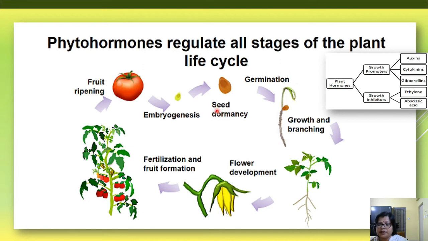Cytokinin helps to break dormancy, and gibberellic acid promotes seed germination, whereas abscisic acid induces dormancy and thus delays seed germination. Contradictory function. Ethylene also induces dormancy and delays seed germination. So, regarding dormancy and germination, gibberellic acid and abscisic acid are antagonistic in nature.